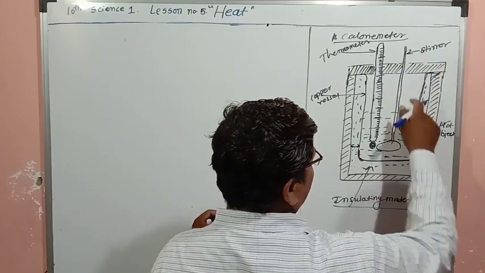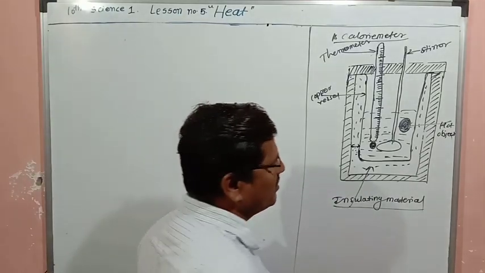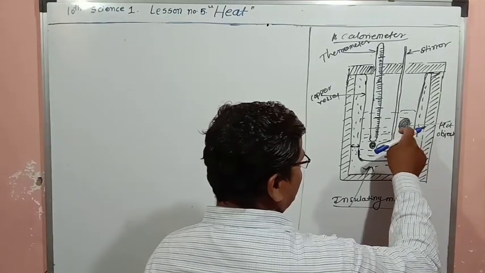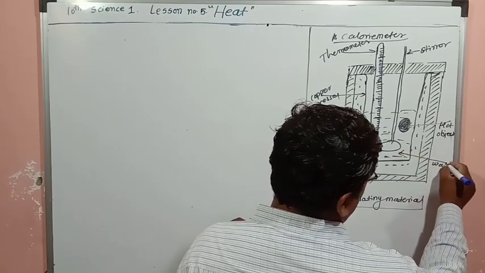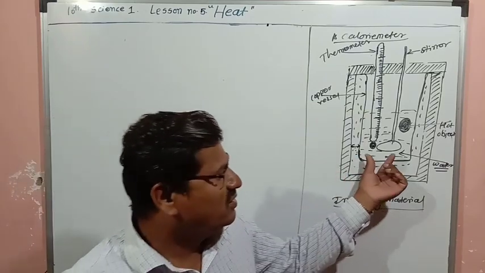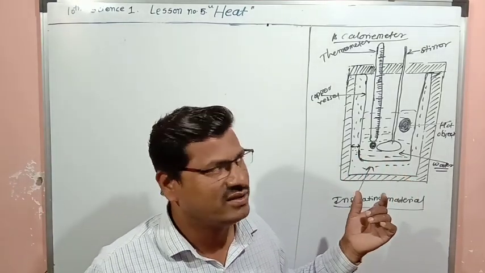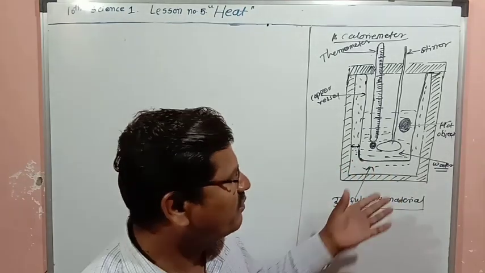One stirrer is there to mix or stir that mixture, and suppose one hot object is placed there, and here water is there. So this system is thermally isolated. This system is thermally isolated, and in this, what will happen now?